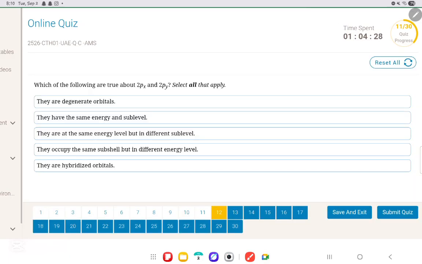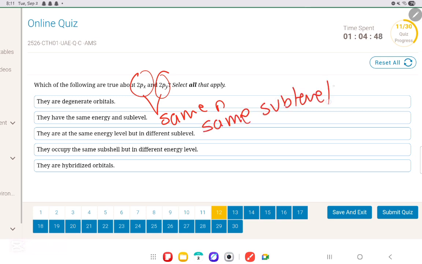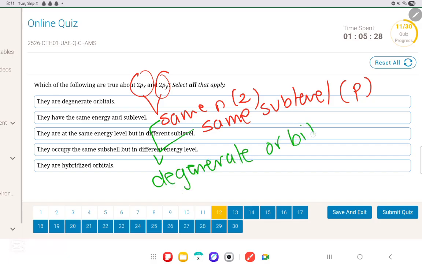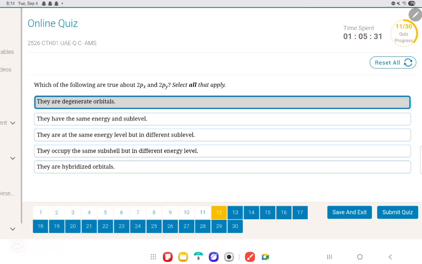What does it say in question number 12? It says, which of the following are true about 2px and 2py? First thing you need to know about them is they have the same energy level n, which in this case is 2, and the same sub-level, which is p. Now, because they have the same energy level and the same sub-level, they are called degenerate orbitals. Okay, this is all you need to know from this. So they are degenerate orbitals, and they are at the same energy level and sub-level.